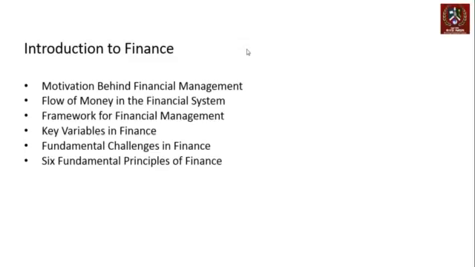So in a nutshell, we are going to look at what is the motivation behind financial management. We're going to look at flow of money in the financial system. How does that flow around? We're going to look at a framework for financial management. We're going to look at some key variables in finance, fundamental challenges in finance, and 6 fundamental principles of finance.